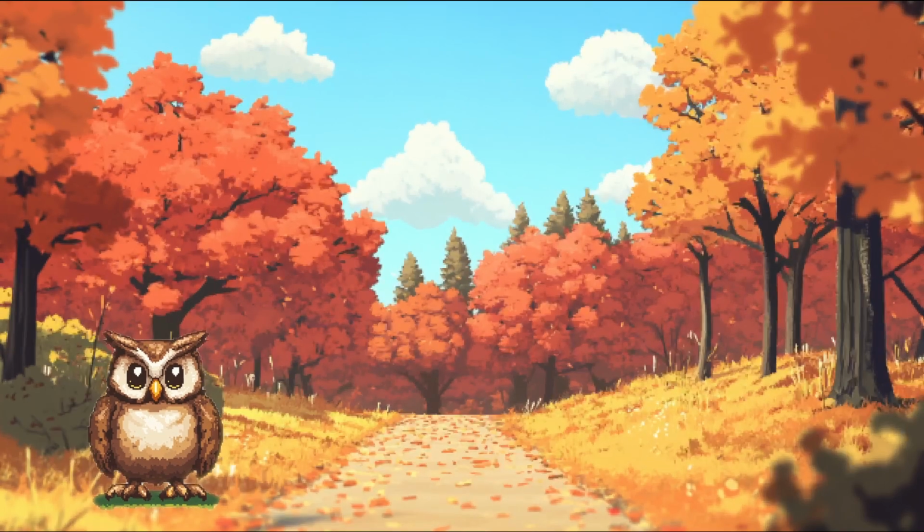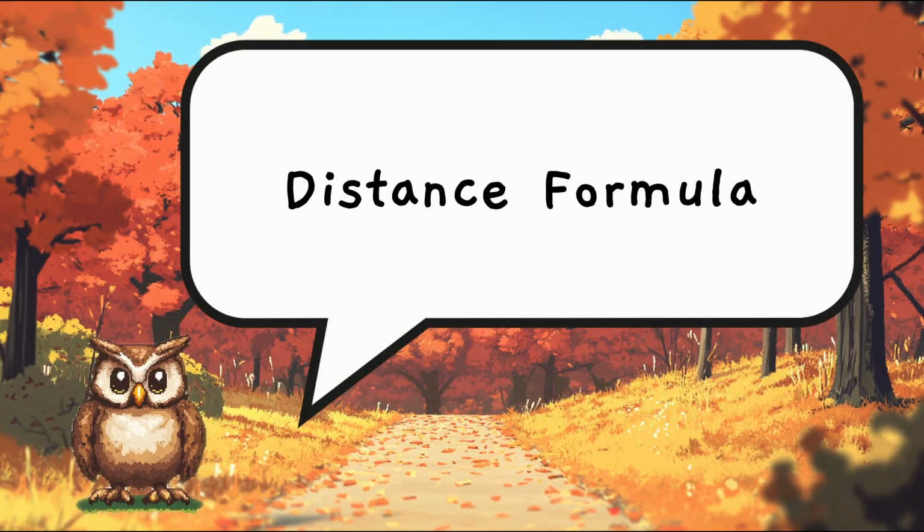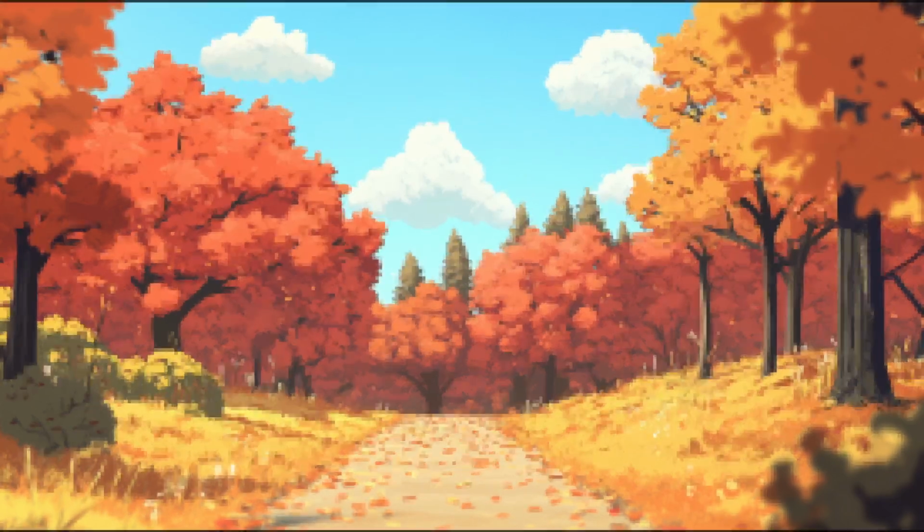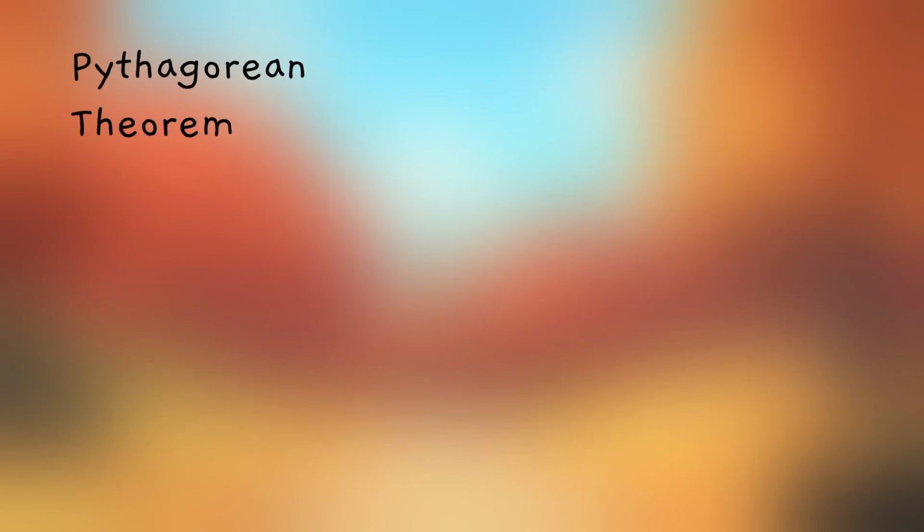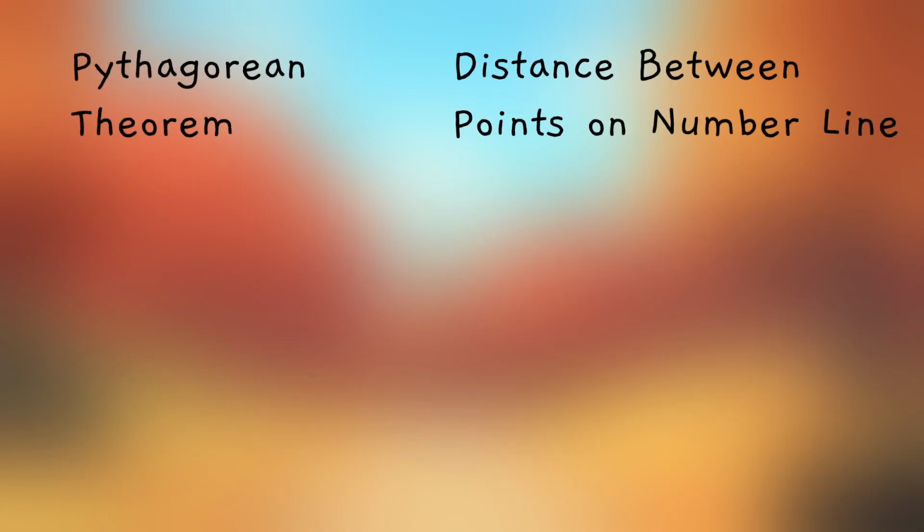Today we're going to learn how to find the distance between 2 points using the distance formula. And to understand the distance formula, there are 2 things you need to know. One is the Pythagorean theorem, and the other is how to find the distance between 2 numbers on the real number line. If you understand the Pythagorean theorem and how to find the distance between points on the number line, you'll have no problem understanding the distance formula.